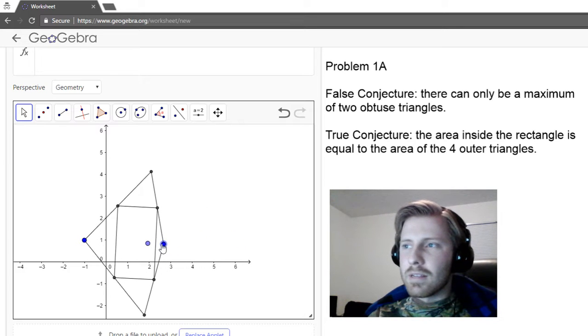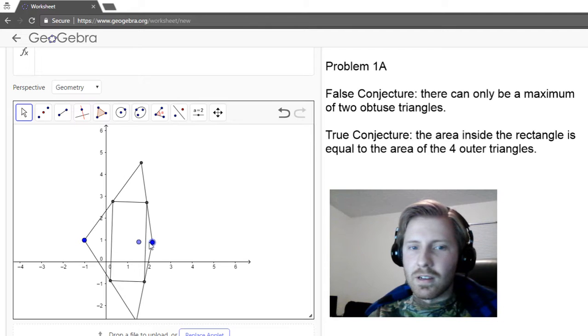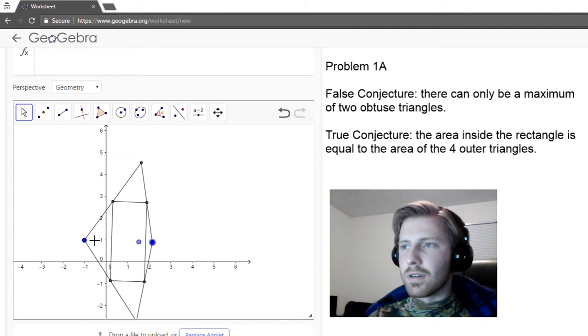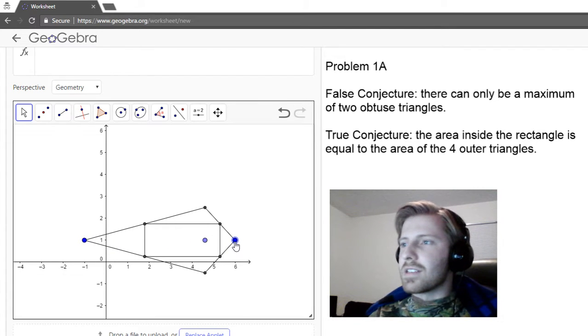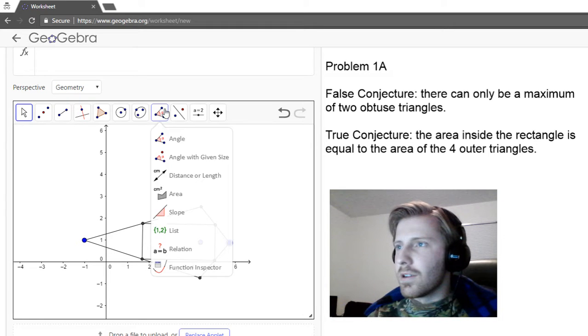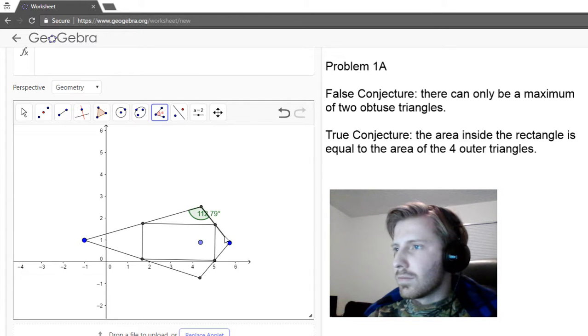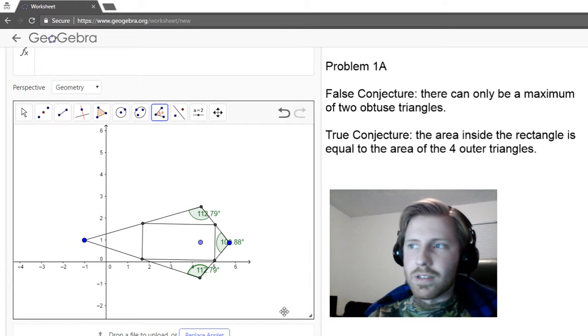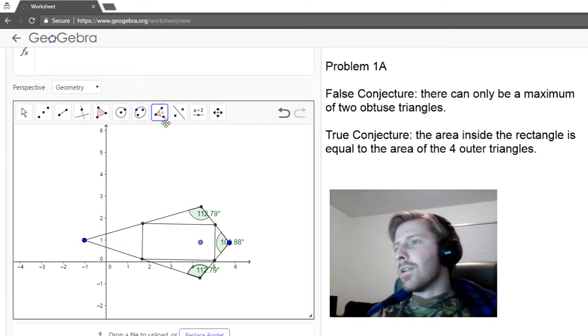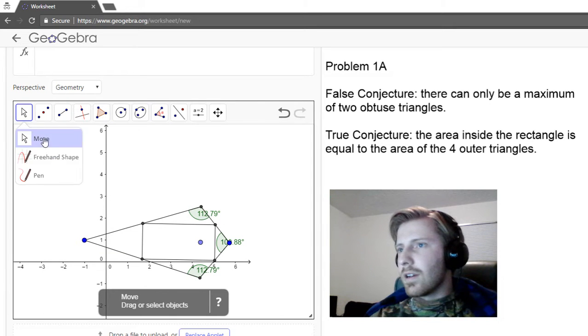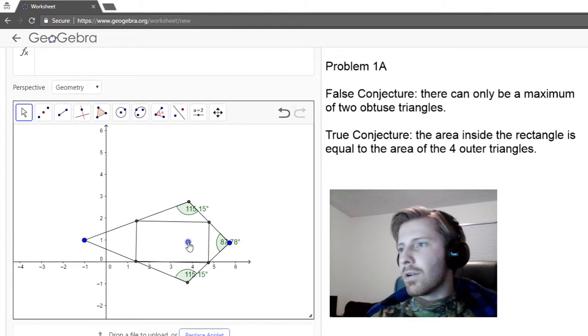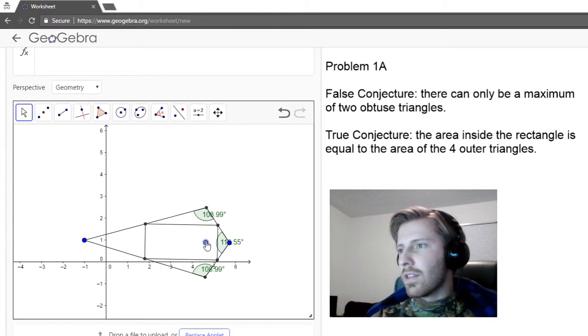Even when we move it a little bit, it becomes apparent that now instead of the congruent triangles, we have the 2 non-congruent triangles that are our 2 obtuse triangles. Now, to prove that this is actually a false conjecture, we can quickly slap some angles on these. That's an obtuse triangle. That is also an obtuse triangle, and of course the congruent one is also obtuse. So, as it turns out, there is a somewhat small window that allows us to actually have 3 obtuse triangles in this setup.